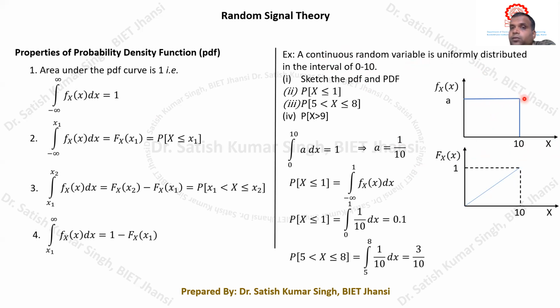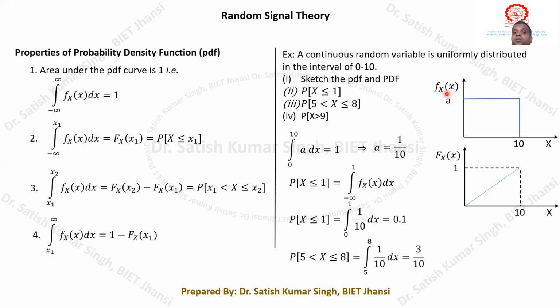So it is uniformly distributed because it is a continuous random variable. So we have to make a continuous line. So it is distributed uniformly. And let us suppose that this magnitude is equal to a. The magnitude is not mentioned, so let us suppose that this particular magnitude is equal to a.